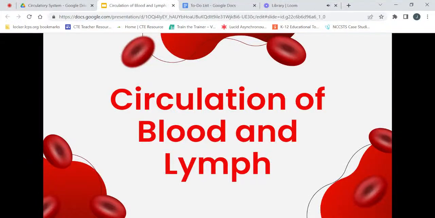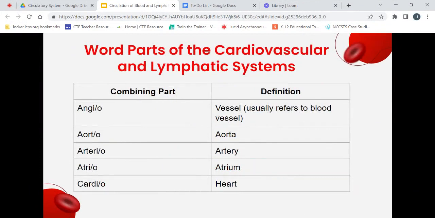Today we're going to be discussing circulation of blood and lymph. The first several slides have word parts of the cardiovascular system and lymphatic system and their definitions.